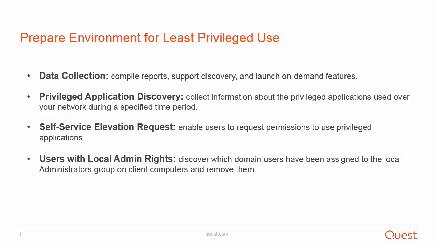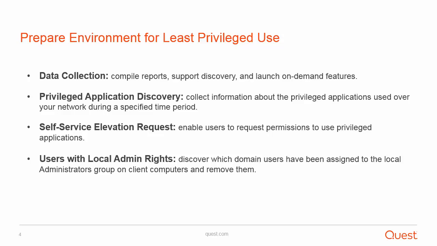Next, to give users the option to request permissions to use privileged applications, we will configure self-service elevation requests. Whenever a user attempts to run an application which requires administrative permissions for which they do not have rights, they will be asked if they would like to send a request to their administrator for permission to run it. You can select how users access the request form and set up self-service notifications to email you and others of each request. Then you can process the request within the self-service elevation requests section of the console and email your decision to the user.